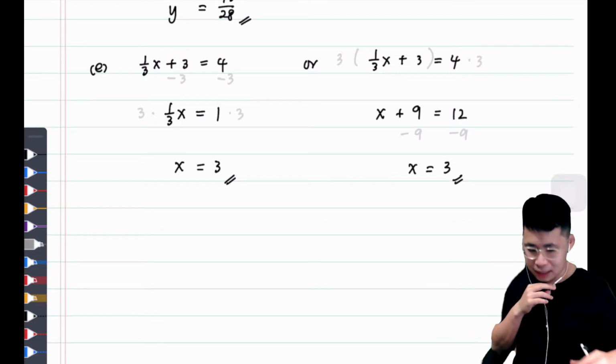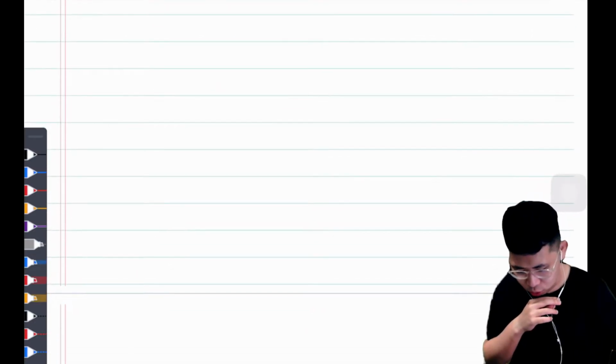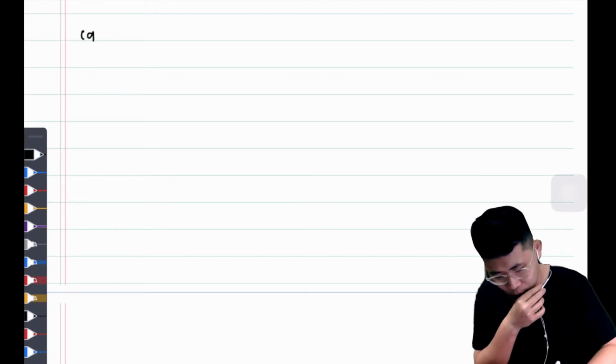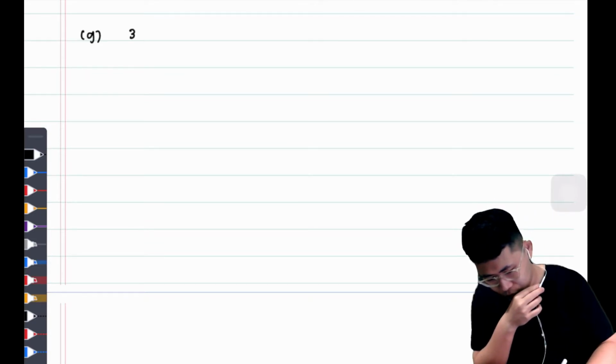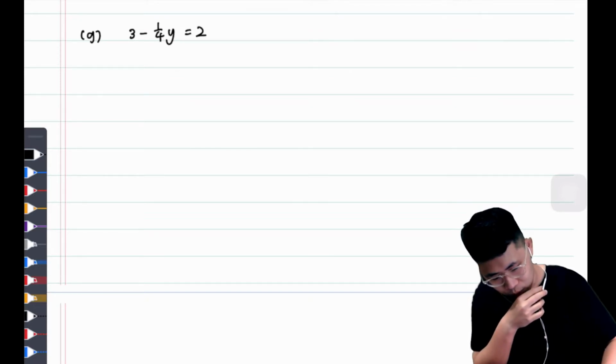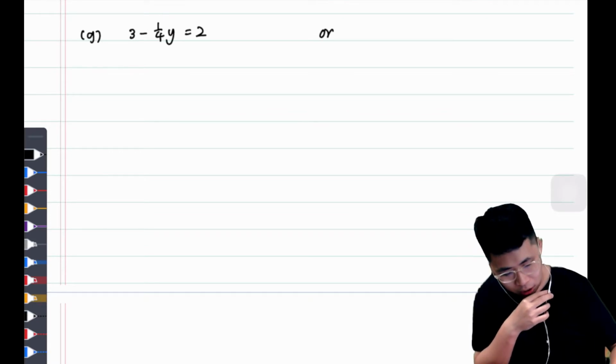Okay, so similarly, I'm going to do the same and let you compare for G so that you are a bit more aware and you roughly know what to expect. So G, we have 3 minus a quarter of y equals 2, right? The alternative, okay, I'm going to write like this again over here, so that you can compare and see.